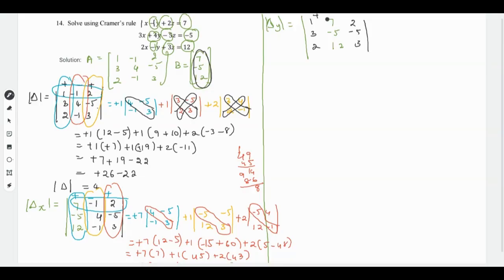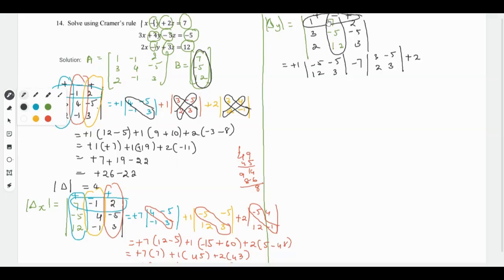Simplify the same thing, plus minus plus. So we get here plus 1 into it will be this minus 5 minus 5, 12 and 3. Then minus into minus 7 into that row and that column you leave. So it will be 3 minus 5, 2 and 3. Then plus 2, last one. If you select the last one, that row and that column if you leave, you get 3 minus 5, 2 and 12.